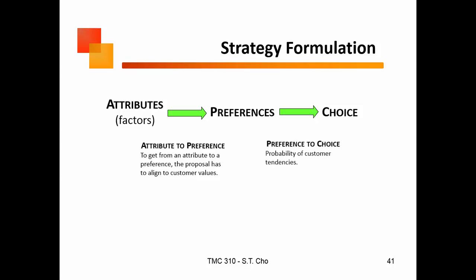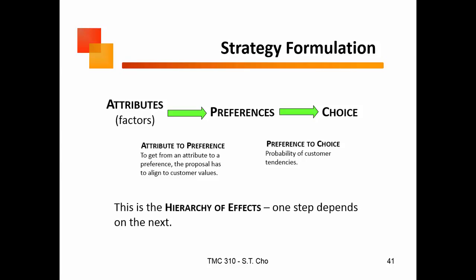And then going from a preference to choice, it's probability. Based on the fact that they choose you, what's the chance they're actually going to go out and make a purchase? And this is what's called the hierarchy of effects. Anytime you have a series, one step depends on another step, you have a hierarchy.